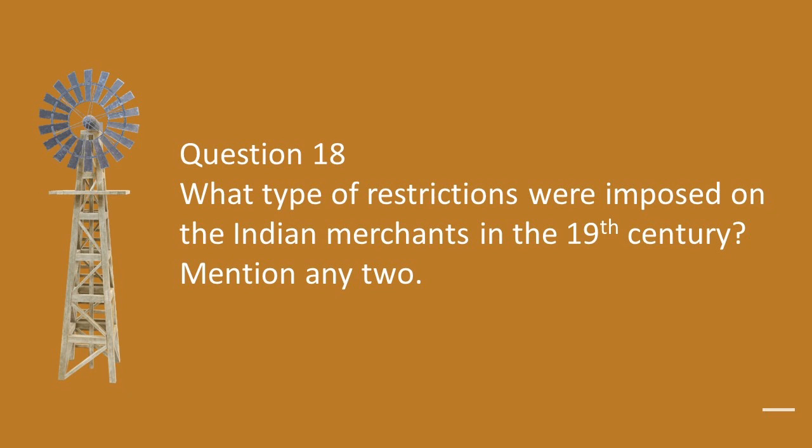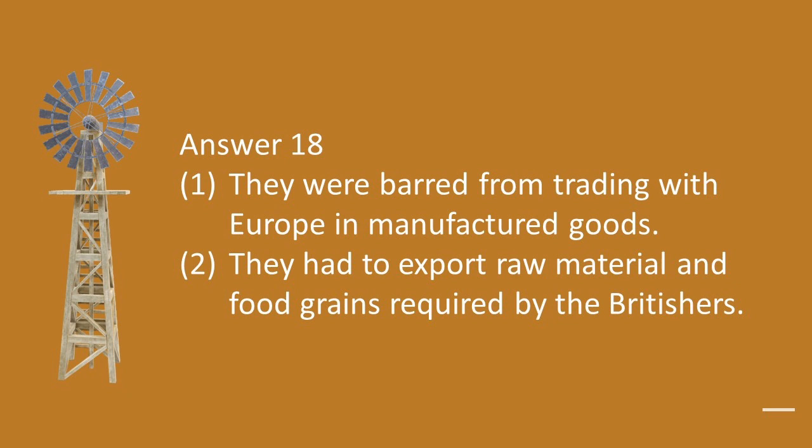Question number 18 is, what type of restrictions were imposed on the Indian merchants in the 19th century? Mention any two. Answer to question number 18: the first point is, they were barred from trading with Europe in manufactured goods. Second is, they had to export raw material and food grains required by the Britishers.